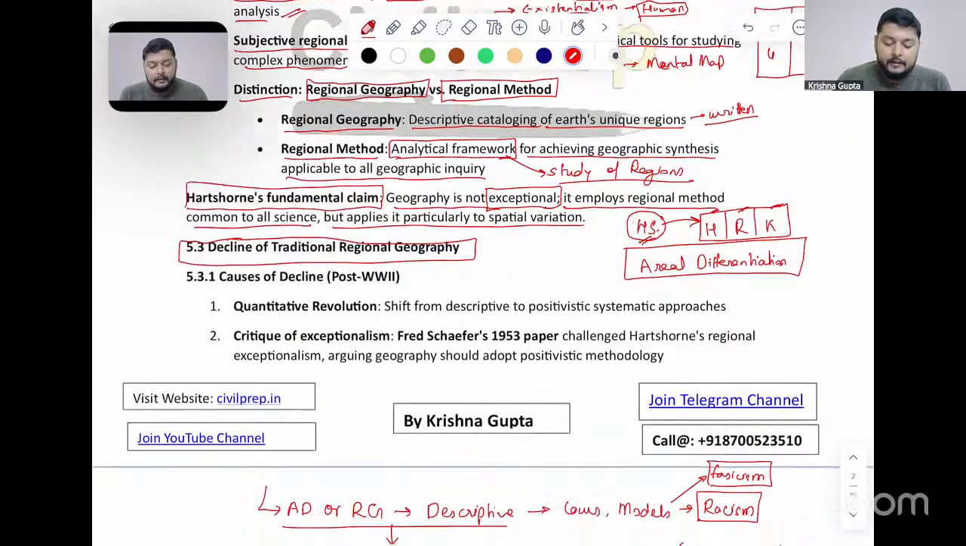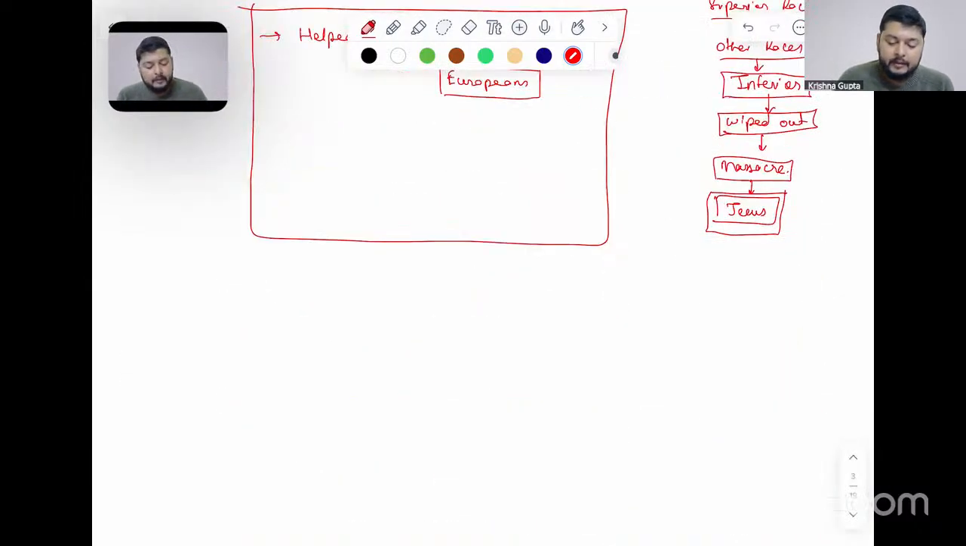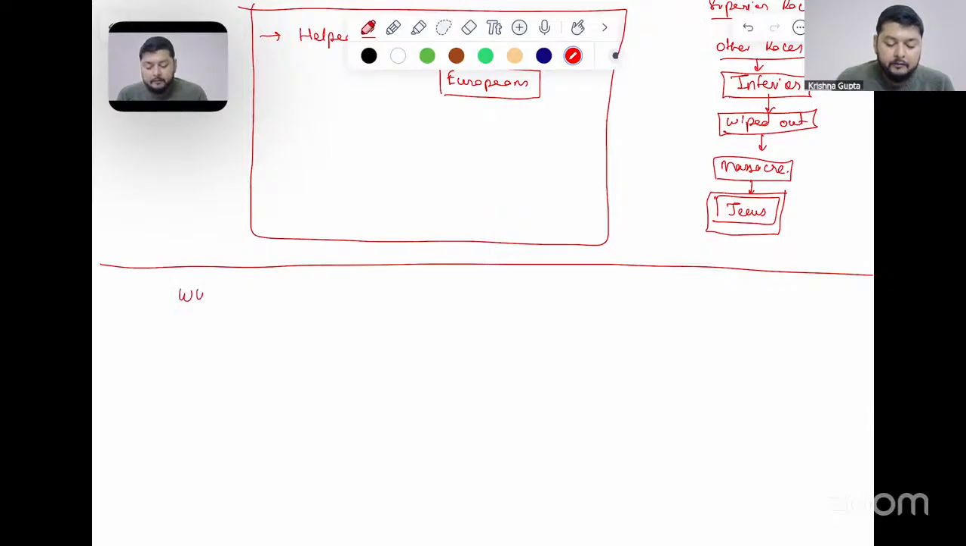Okay, so here we will see certain causes of the decline of regional geography as a part of the geographical discipline. So first is the quantitative revolution. Now, what happened during the World War One to World War Two period? Okay, I am taking this as a new part here. Okay, World War One to World War Two.